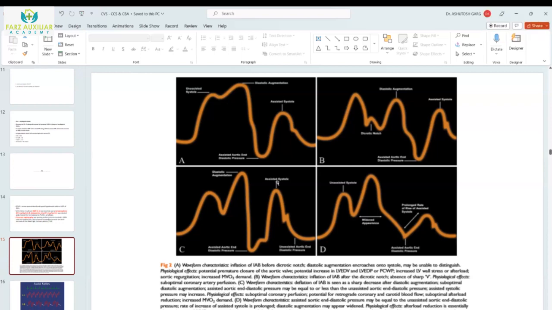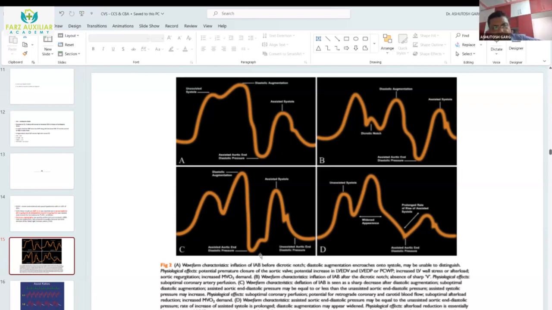Early inflation. How can you say this? Because the dicrotic notch is not there. So maybe it has started before the dicrotic notch. That is okay, early inflation. Yes. And what about B? This is delayed inflation, after the dicrotic notch. It should be just immediately, there should not be lag periods.